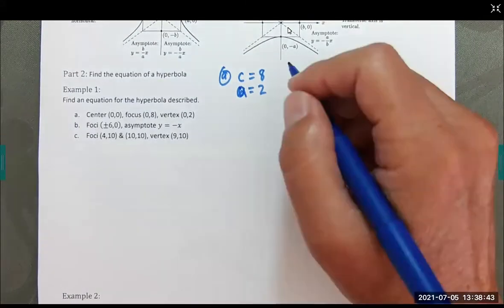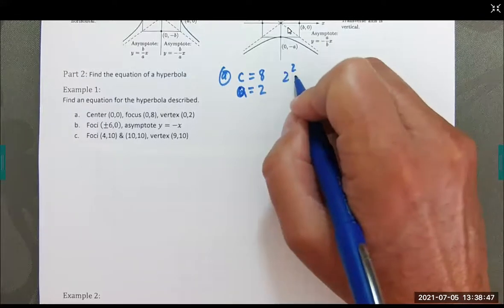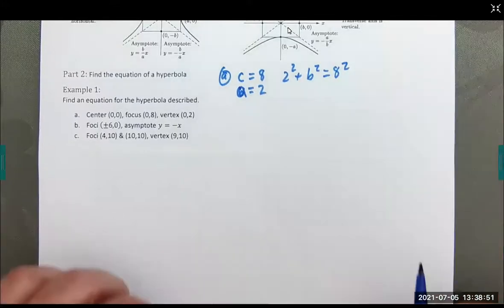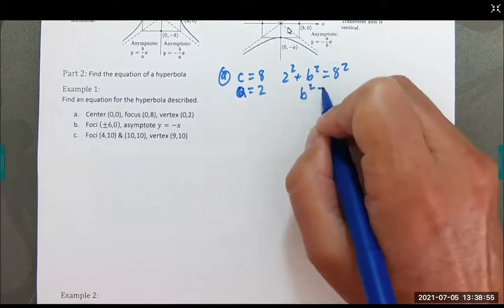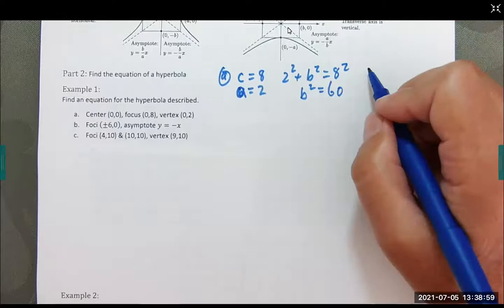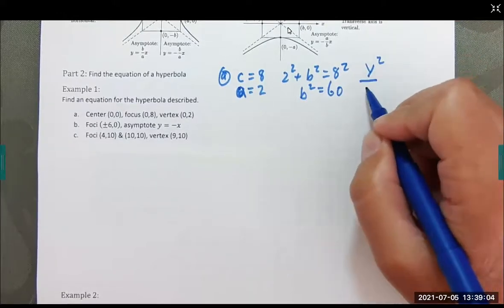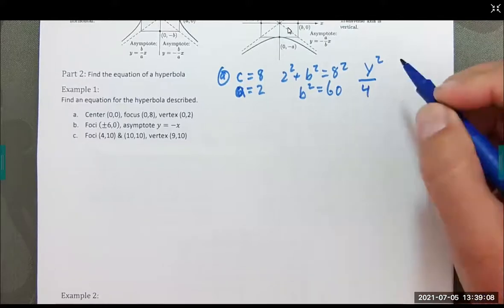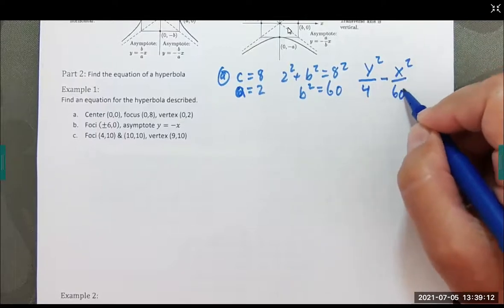So to get what's missing, we have 2 squared plus b squared equals 8 squared. So 64 minus 4, b squared is equal to 60. So our equation is going to look like this. y squared over 4 minus x squared over 60 equals 1.